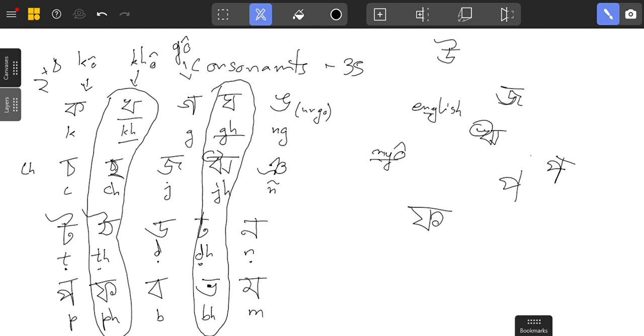Caw, caw, gaw, gaw, ngaw, chaw, chaw, jaw, chaw, nyaw, taw, taw, daw, daw, naw, paw, paw, baw, paw, maw. And I would suggest you guys to write it in a notebook or a piece of paper so that you'll get a hang of writing it. Wait, there are some more. It's not yet done. I'll have to erase these.